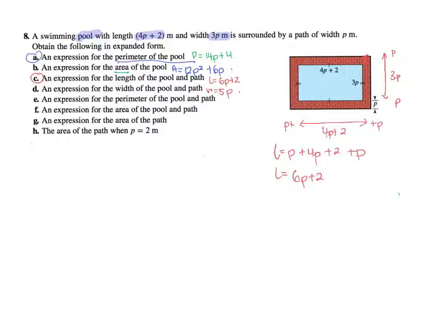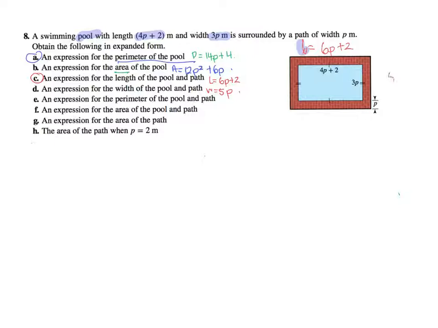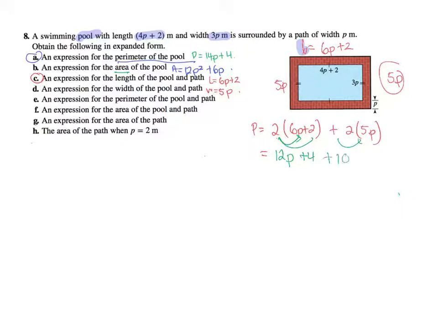So when they want the perimeter of the pool and path, we're now saying the length of the pool and path is 6p plus 2, and the width of the pool and path is 5p. So we know the perimeter, we can do 2 of the lengths plus 2 of the widths. So that's 5p, this is 5p, etc. So we can expand that out, so it'd be 2 times 6p, so that's 12p plus 4, and then plus 10p. Group the p's together, so we get 22p plus 4. Okay, so we've got a formula for the perimeter, 22p plus 4.